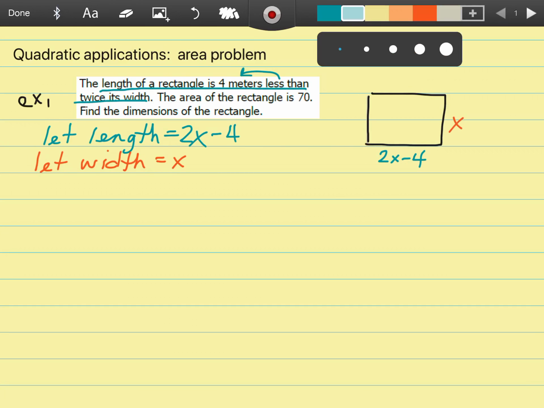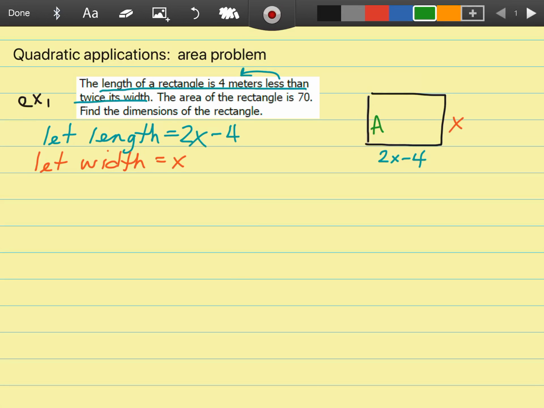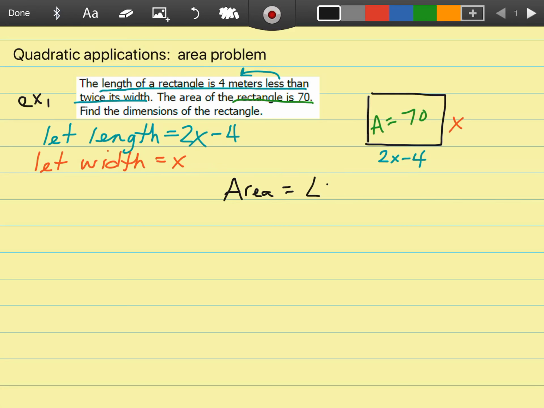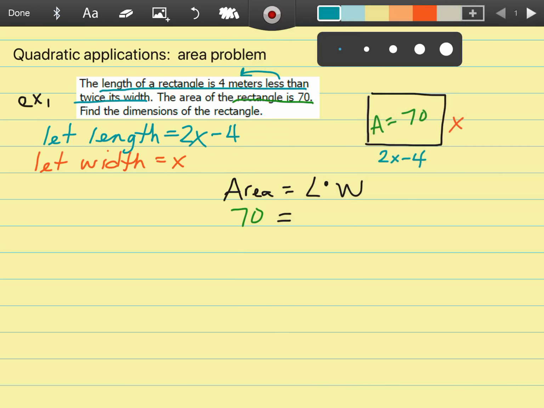The area of this is, let's do green, the area of that is 70. Okay, what I'm going to do is set up my equation. I know that the area formula looks like area equals length times width. So I'm going to do the area, which I know is 70, is going to equal my length is 2x minus 4, and my width is just x.